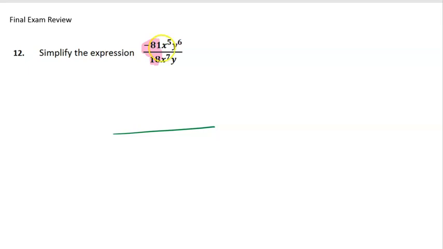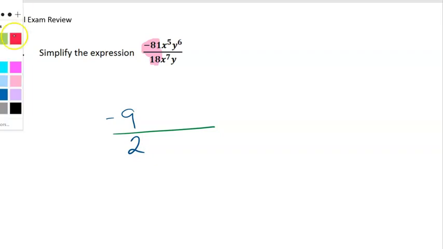So I'm going to divide negative 81 by 9, and that's going to give me negative 9. I'm going to divide 18 by 9, and that gives me 2. Now I'm going to move on to the x. You know the rule, you subtract: bigger number minus smaller, and leave it where the bigger value is. 7 is bigger than 2. 7 minus 5 is 2. That's going to give me an x squared in the denominator.